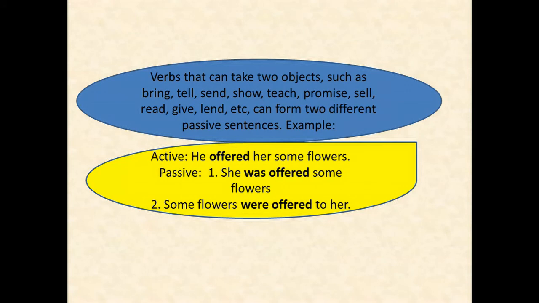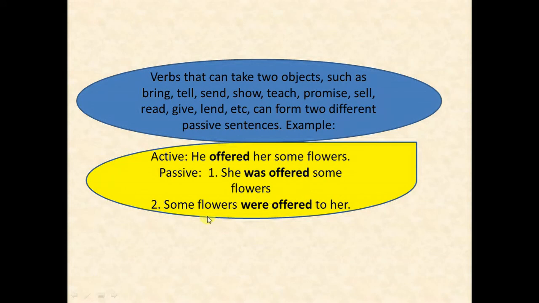And in the end, we have to mention some verbs which can take two objects, such as bring, tell, send, all these verbs, and there are more than these. Example: he offered her some flowers. So this sentence has two objects, her and some flowers. And then we can make two passive sentences out of these two objects. First one, her becomes she, so: she was offered some flowers.